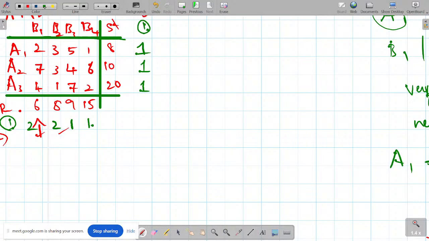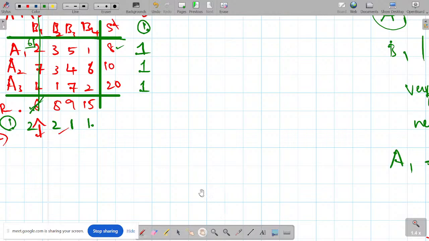So let me write it over here. How much is he going to get from A1? He requires 6 units, and 8 units are available. So you can completely allocate the 6 units. You can write 6 over here. Is it okay? Once you write it, please don't hesitate to strike it out. You can boldly strike it out.